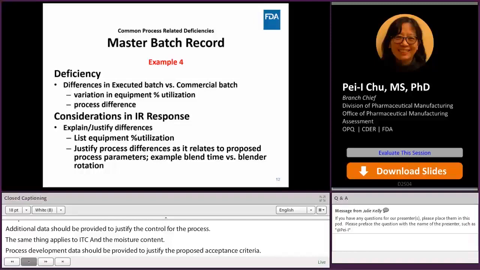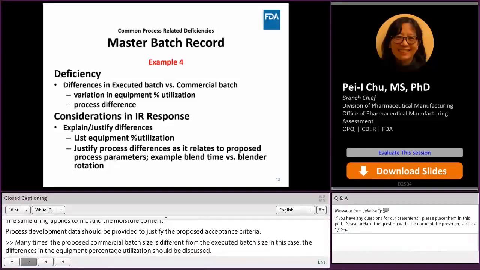Many times the proposed commercial batch size is different from the executed batch size. In this case, the differences in the equipment percentage utilization should be discussed. And also, if there's any difference in the process as it relates to the proposed process parameters, such as the blending time versus the blending rotation speed, it should also be justified.